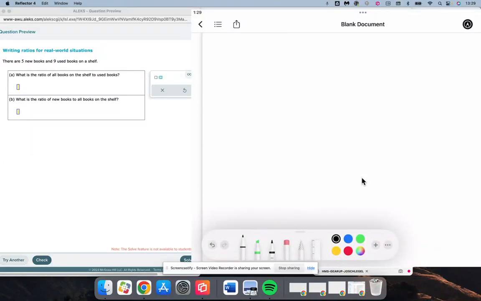Okay, so we're going to be writing ratios to represent real world situations. And it's important to understand that for this we could have what is called a part to part comparison or a part to whole comparison. As an example, before we do one of these problems in ALEKS, I'll use the same example that they're using: we have books on the shelf, and on the shelf we have some math books, some English books, and some science books.